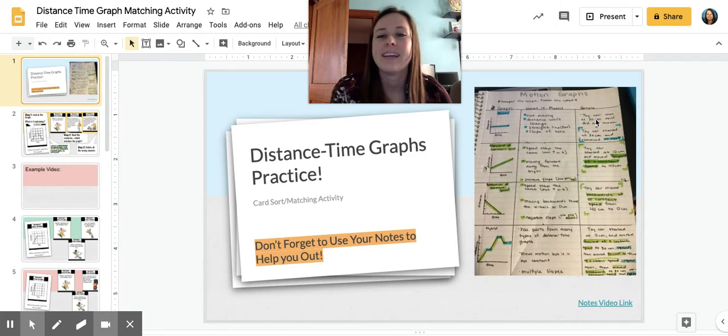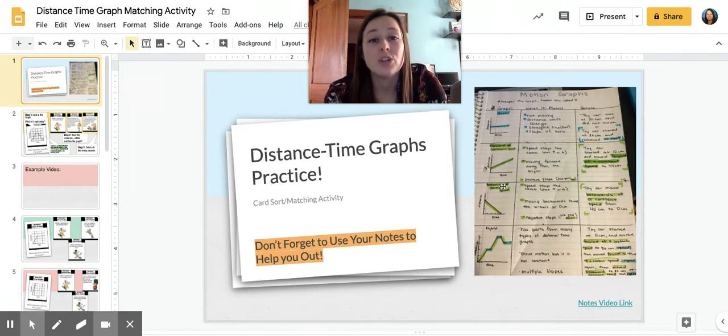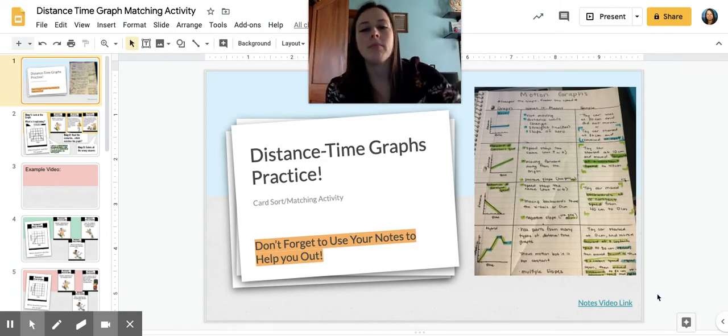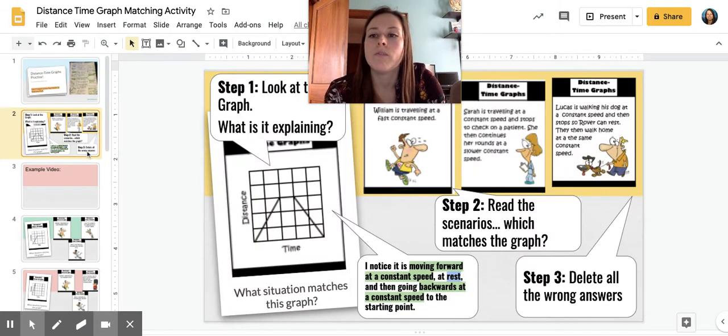Hi. So we're going to practice some distance time graphs today, and we're going to practice matching them to situations. So first thing I want you to notice, reminder to get your notes. If you, for some reason, don't have your notes, I have this example here for you, as well as the notes video link of the actual activity in the notes that we took on Thursday. So I have my notes with me, okay, right here, all color coded, so that I can access them as we go.